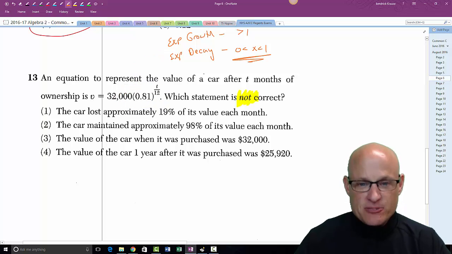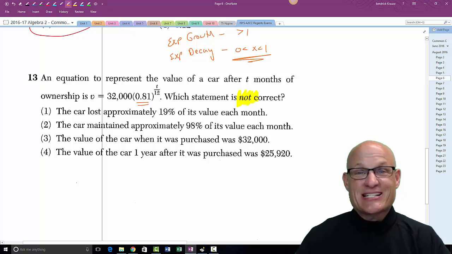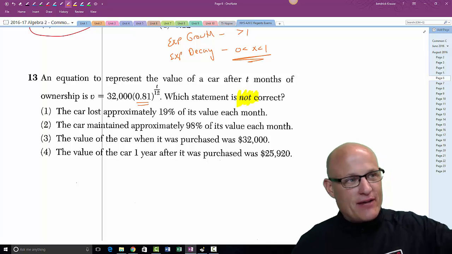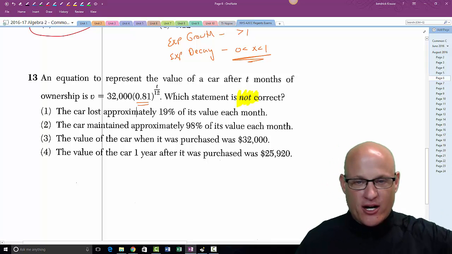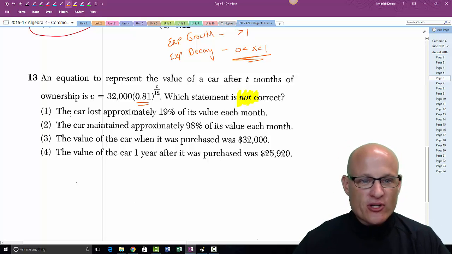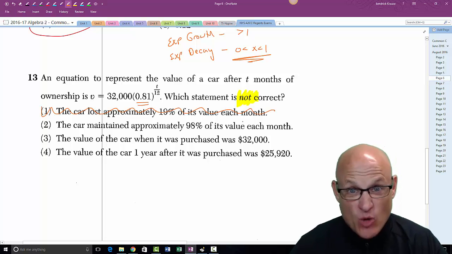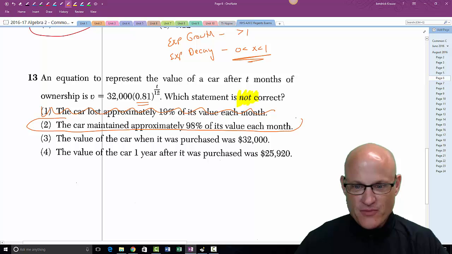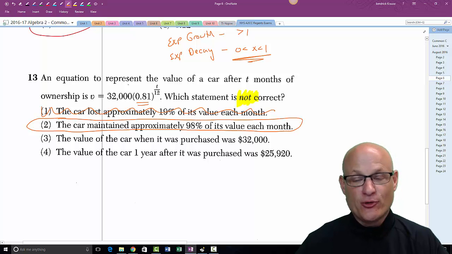So this problem has 0.81. Now you would expect that for a car to lose value, it would be exponential decay. As soon as you drive it off the lot, bam, you just lost 20% of the value of the car because now it has to be sold as a used car and not a new car. So for the car to have lost approximately 19% of its value each month, well, yeah, that's about right. That is right. We don't want that. We want something not right. The car maintained 98% of its value each month. What? I mean, that's the answer, because that's stupid. There ain't no car ever going to maintain 92% of its value.